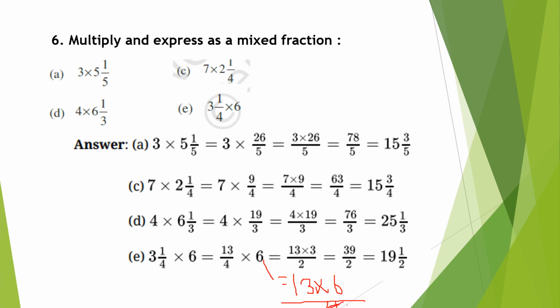Here 4 cancelled with 2 and here it is cancelled and getting 3. So the numerator becomes, after this you have to write this step, 13 into 3 whole divided by 2, that is 39 upon 2, which is an improper fraction, hence we can convert it into mixed fraction. So we get the answer as 19 integer 1 by 2.